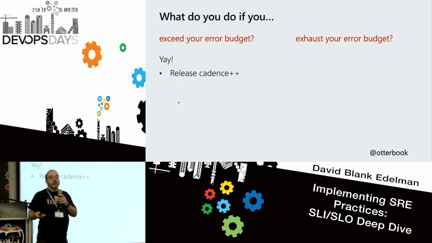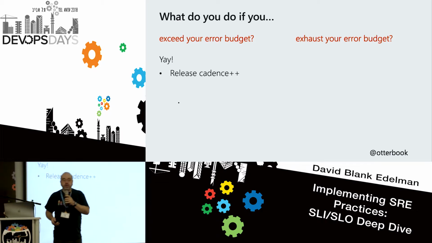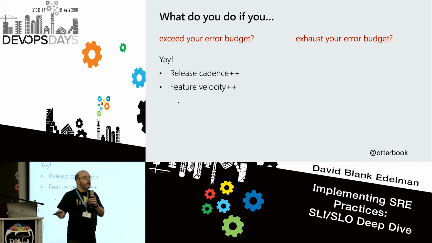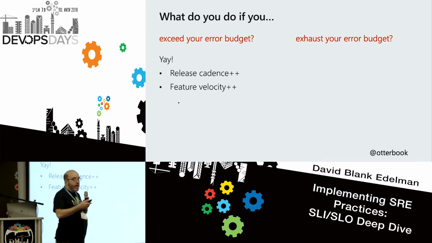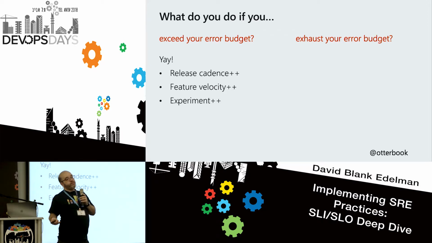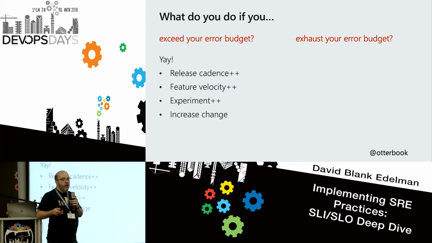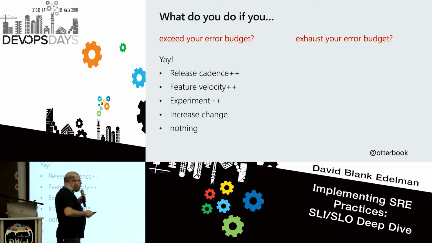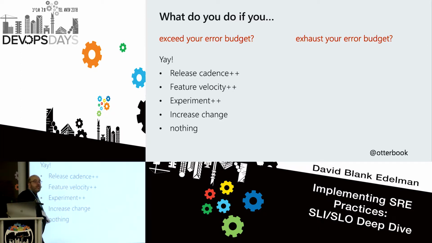Well, maybe what we might choose to do is release faster. We might increase the release cadence. That's a perfectly reasonable thing to do. Or maybe we'll increase the number of features that we're going to include in the product. Sounds great. We can do that because we can now be a little less reliable. We have a little more room to play. We can experiment a little bit more. We can have more experimental features. We can rewrite things and put experimental things in, because now we know that if we perturb the reliability, it's okay. We can simply increase the change in our environment if we exceeded our error budget.